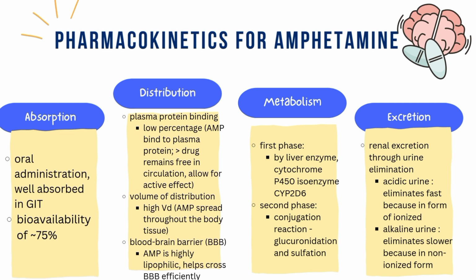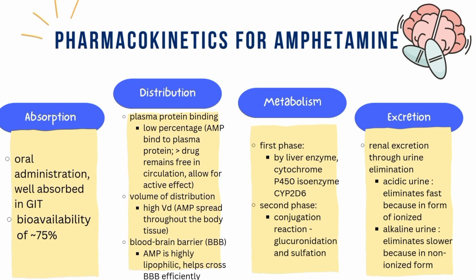Distribution has three parts, the first being plasma protein binding. The plasma protein binding is a low percentage, thus more of the drug remains free in the circulation and allows for active effect. The volume of distribution is also high. Amphetamine spreads throughout the body tissue, which explains why the volume of distribution is high. And the blood-brain barrier: amphetamine is highly lipophilic, which helps it cross the blood-brain barrier efficiently.